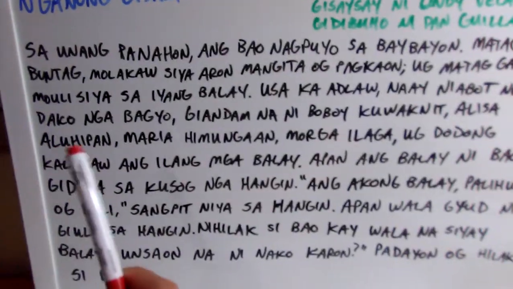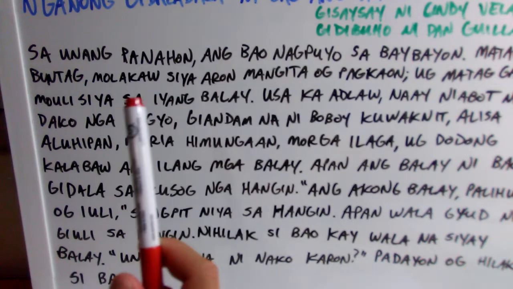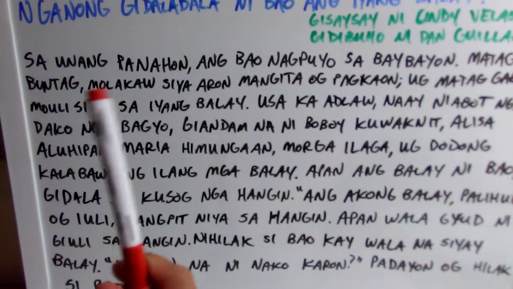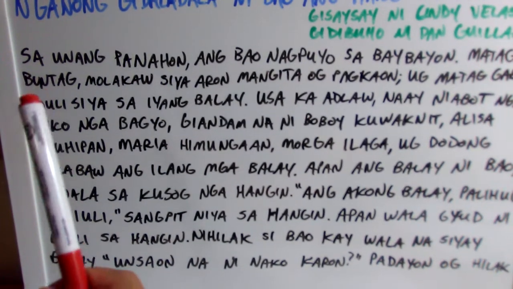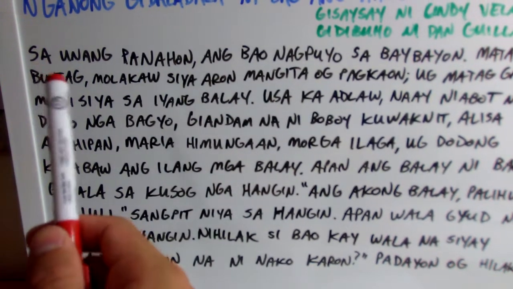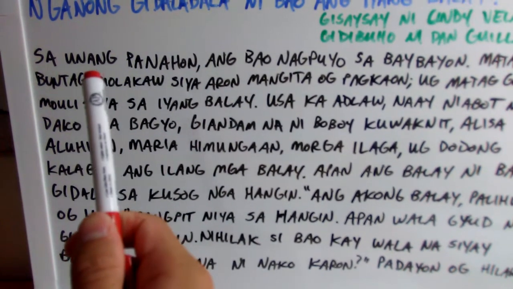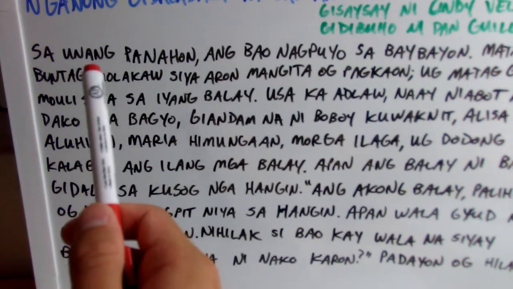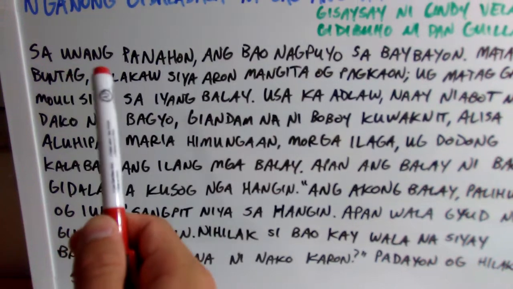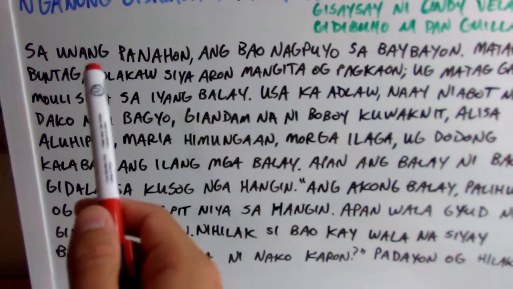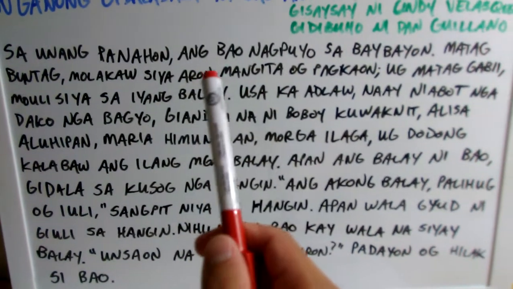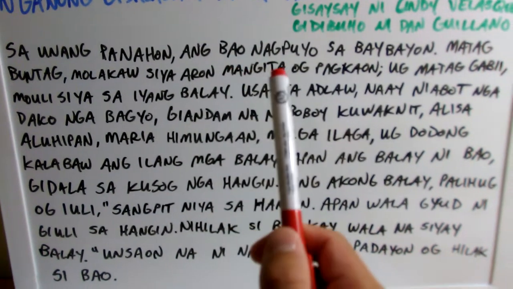All right, let's begin with the first sentence. Sa unang panahon, ang bao nagpuyo sa baybayon, right? Sa unang panahon, so it's like at the first time or for the first time, right? Because we have that preposition, unang, right? Una means to be first or the very first, right? And then it has that nga ligature again. So una nga panahon, the first time. So for the first time, ang bao nagpuyo sa baybayon.